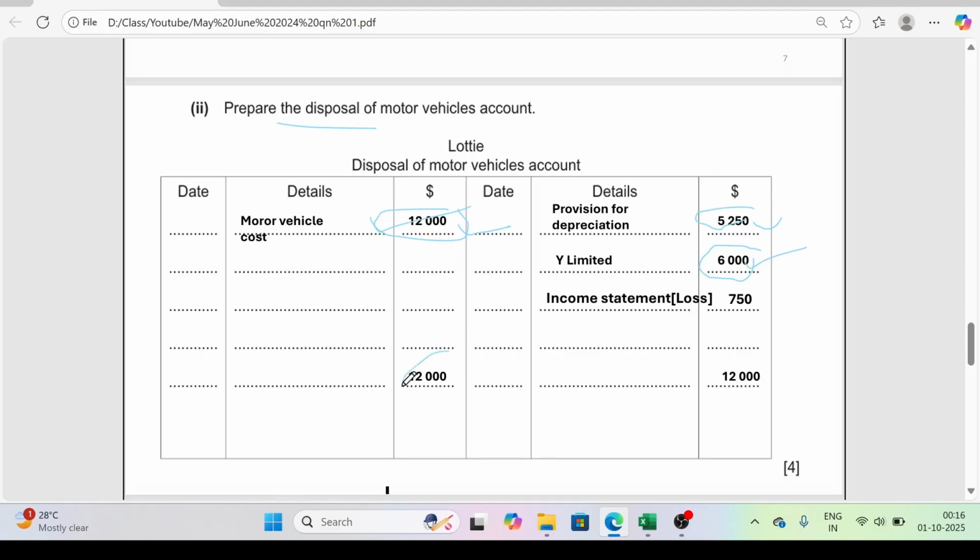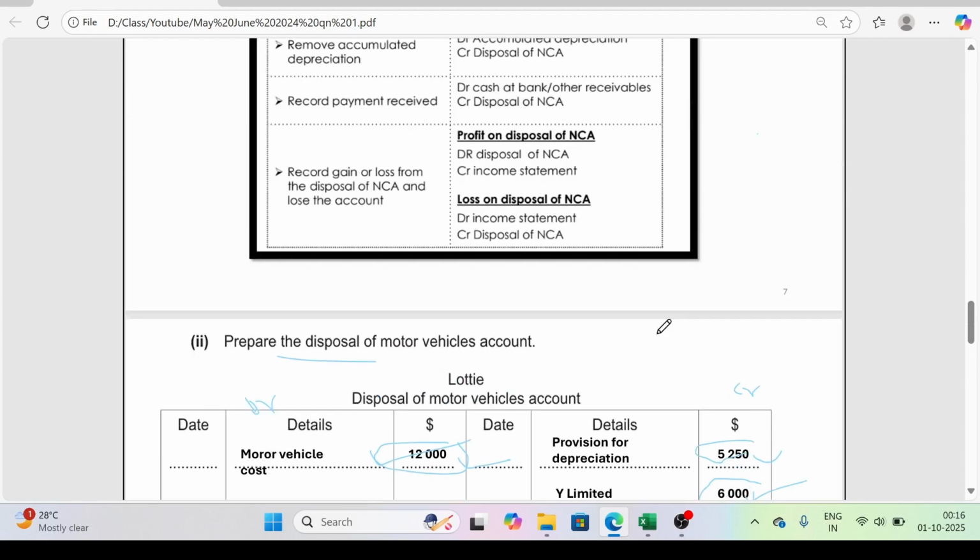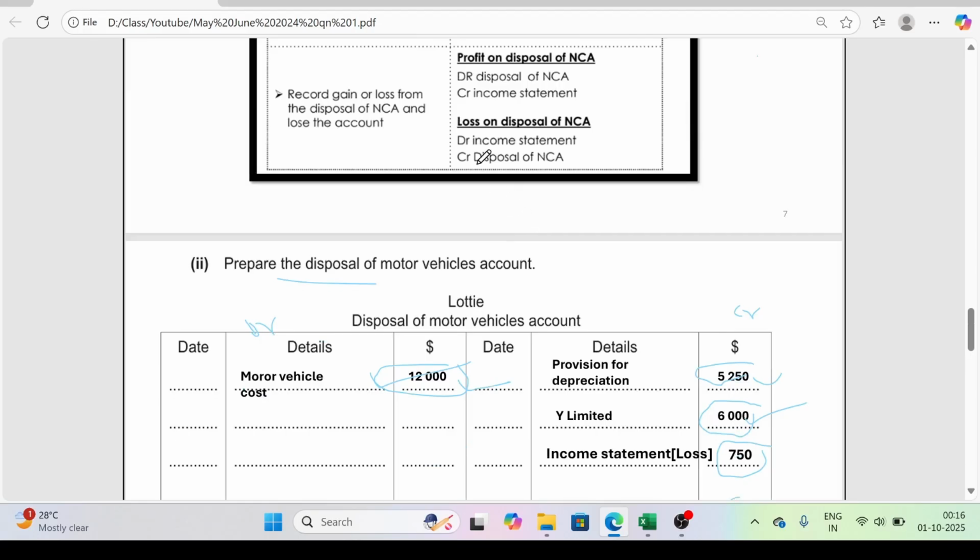Which side is more amount? Yeah, 12,000. Debit side is more. So you have to do 6,000 plus 5,250 minus 12,000. The difference will be 750. You are getting it on the credit side. So credit side means it's a loss, disposal loss 750. Okay. So yeah, this is the loss one. Debit income statement. That means you're doing disposal, no? Debit should be here, credit side it will come. That's why this is the loss.